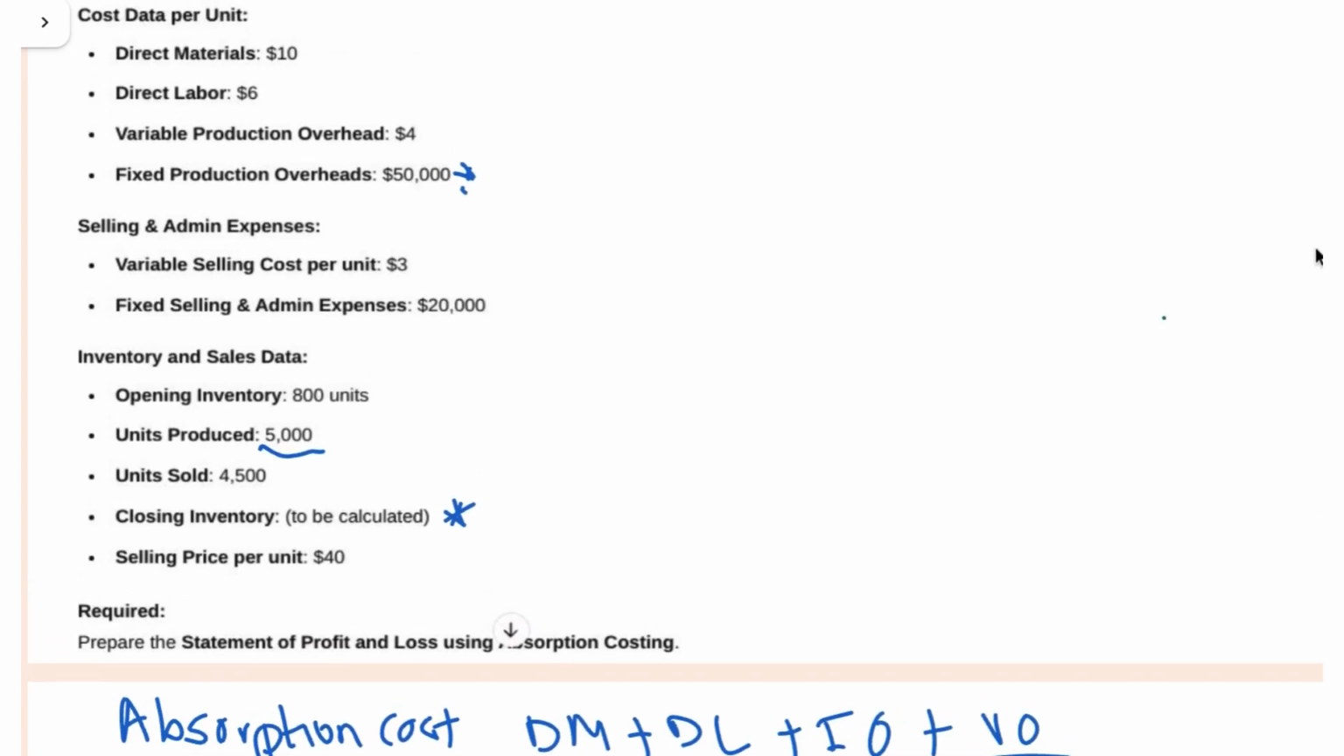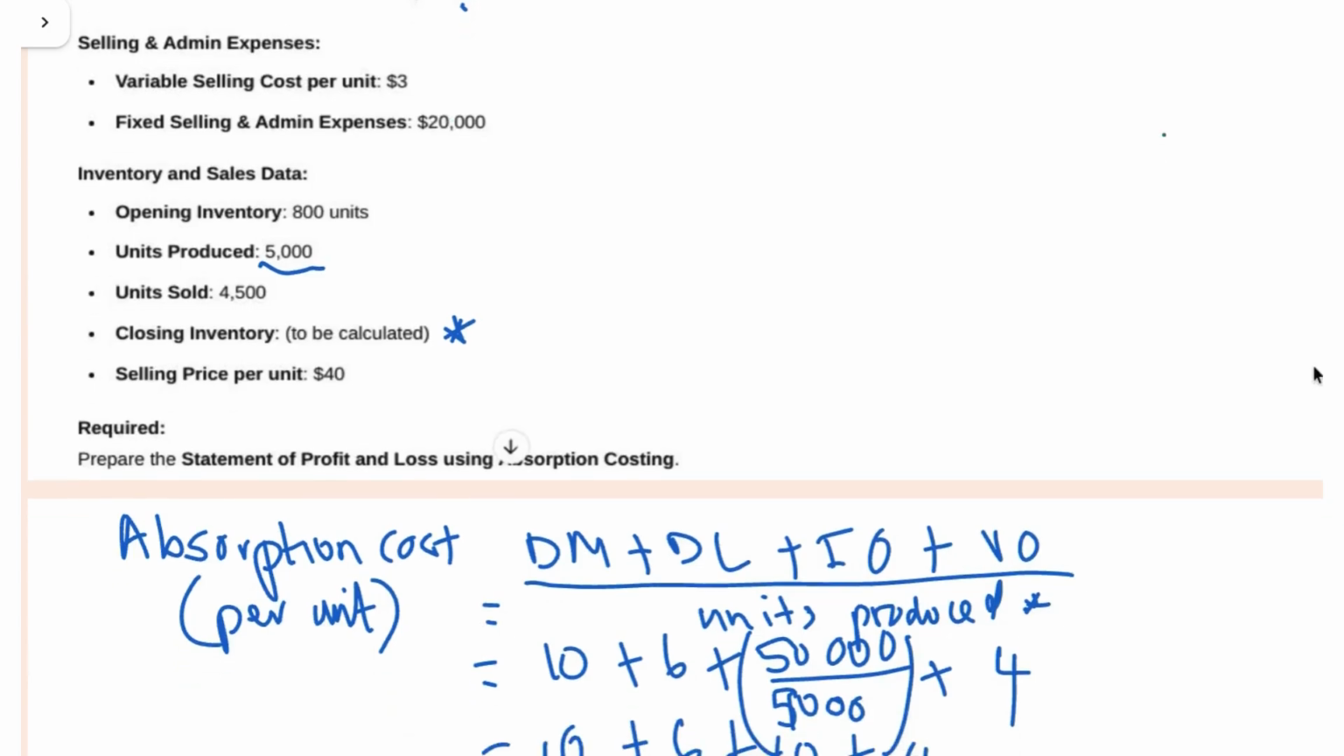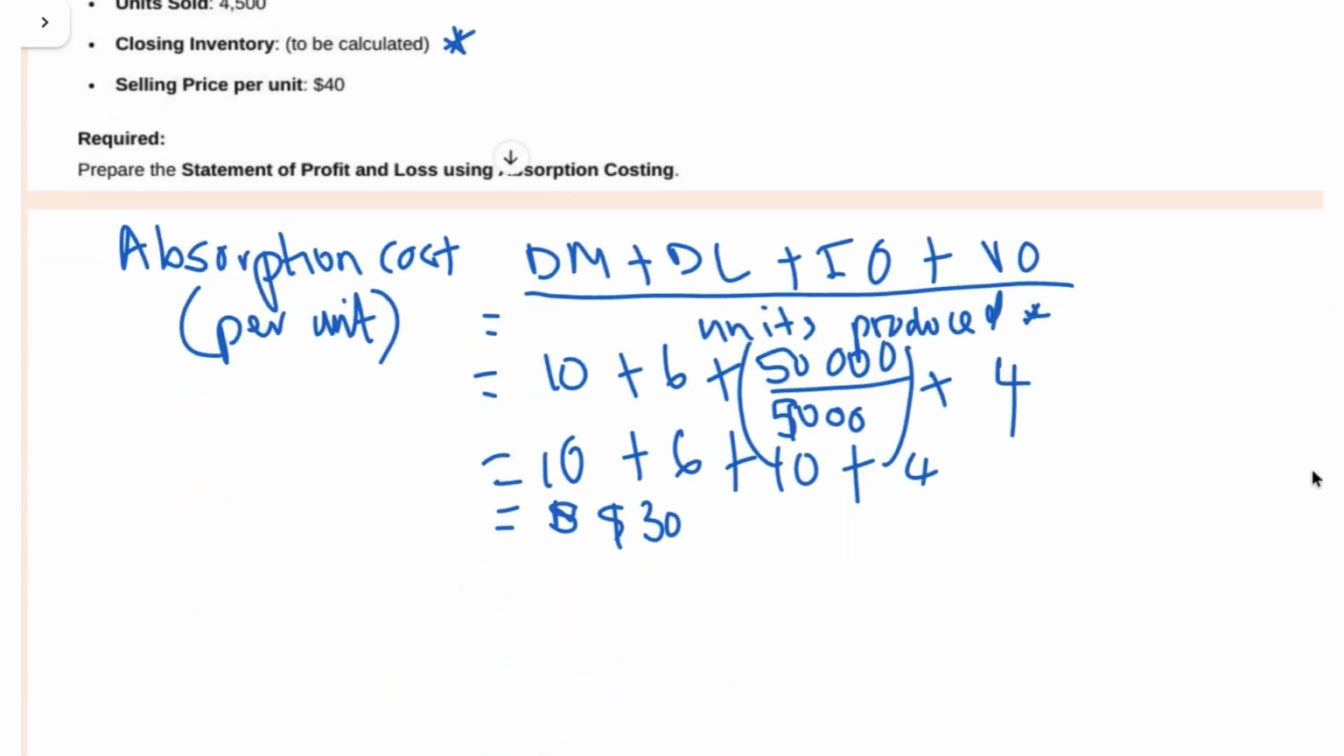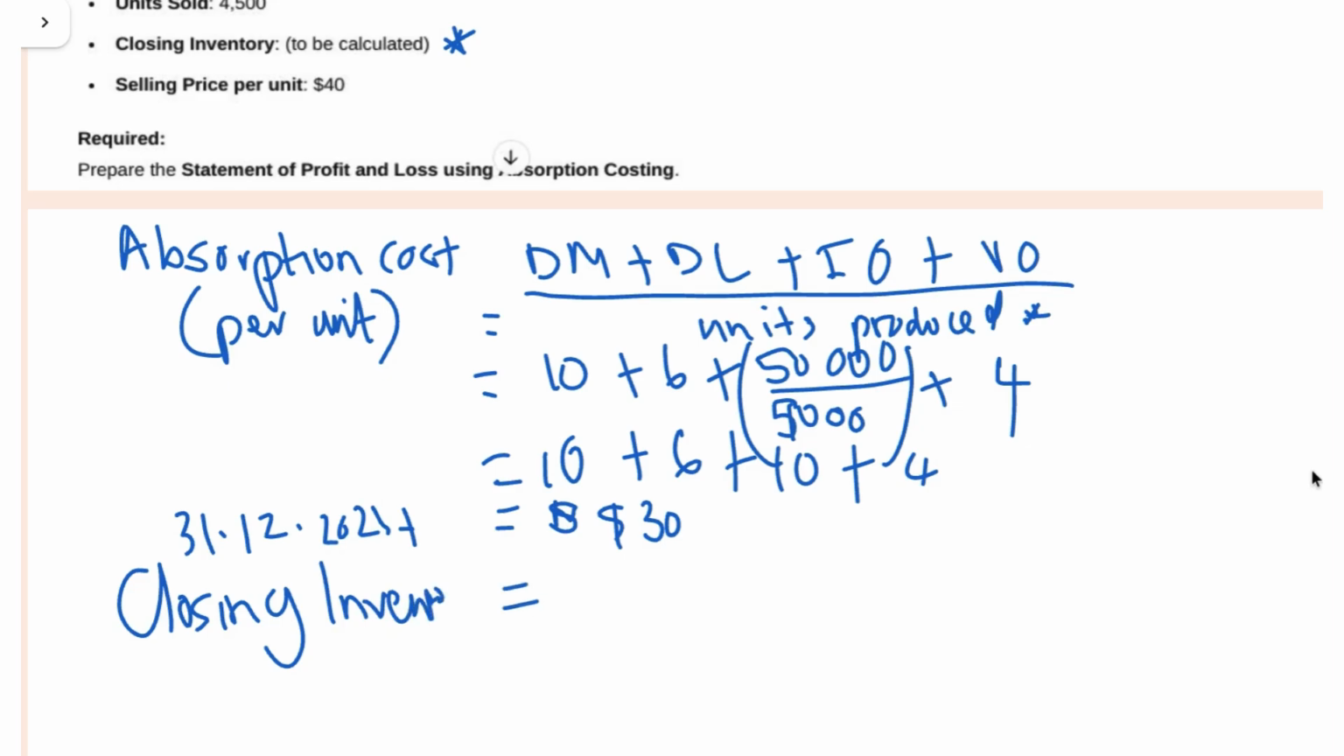Another thing is we need to calculate our closing inventory before we go ahead with our statement of profit and loss. What is our closing inventory for this year? Remember, it's the end of December 2024. We need to calculate our closing inventory, which is our opening inventory.